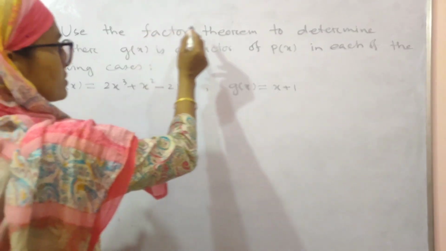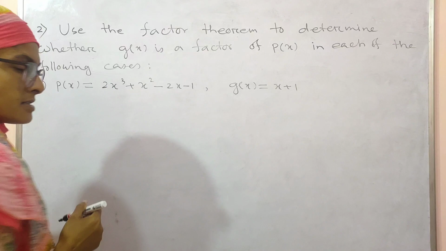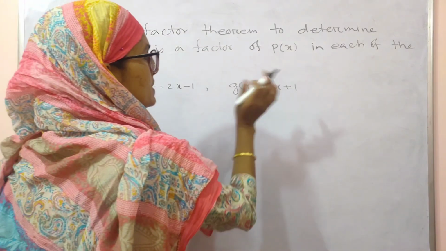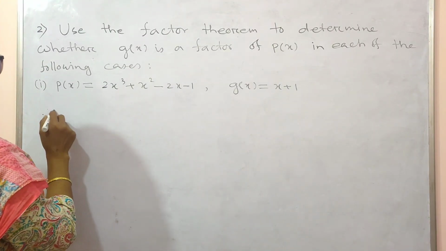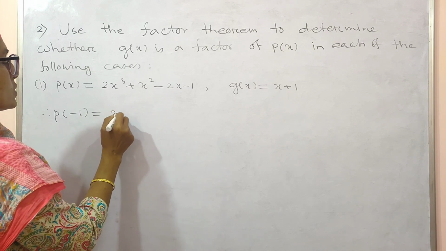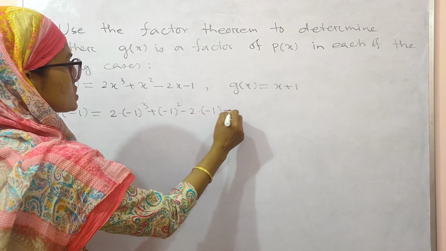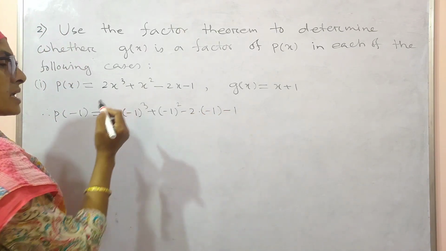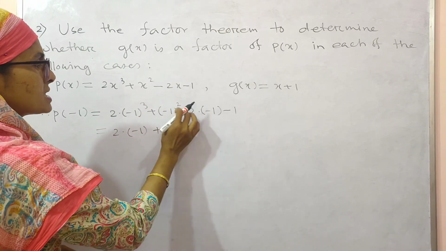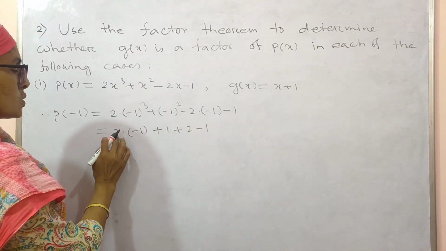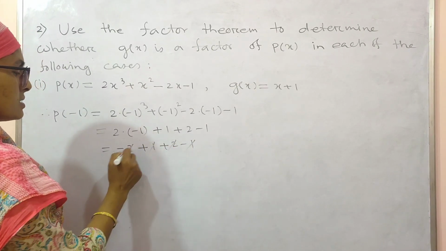Number 2, use the factor theorem to determine whether g(x) is a factor of p(x) in each of the following cases. Here, g(x) is given x plus 1. That means you have to put the value of x equal to minus 1. So here write p of minus 1, 2 into minus 1 cube plus minus 1 square minus 2 into minus 1 minus 1. So 2 into minus 1 cube means minus 2, here minus 1, this one plus 1, minus minus plus 2, minus 1. 2 into minus 1 you will get minus 2, plus 1, plus 2, minus 1.